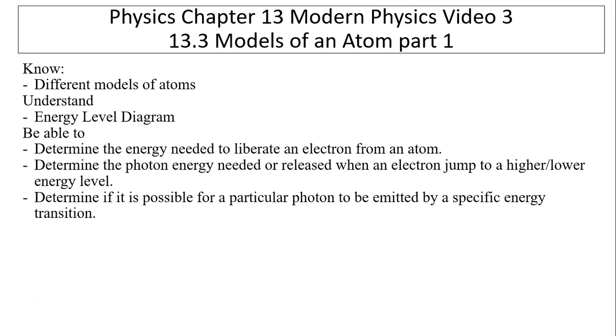Objectives are: know different models of atoms, understand energy level diagram, be able to determine the energy needed to liberate an electron from an atom, be able to determine the photon energy needed or released when an electron jumps to a higher or a lower energy level, and be able to determine if it is possible for a particular photon to be emitted or absorbed by a specific energy transition.